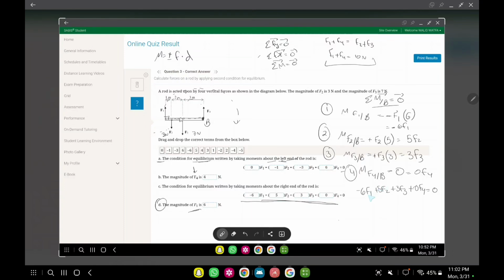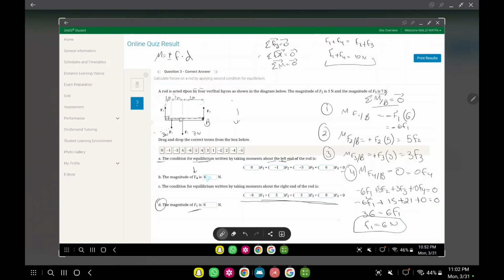Substitute what we know. Assume you don't know what F1 is. We're trying to find it. So you're going to get minus 6 F1 plus, we know F2 is how much? 3, right? So 5 times 3, 15, plus 3 F3, we know F3 is 7, so it's going to be 21, plus this is 0. You're going to get 36 is equal to 6 F1, so F1 is equal to 6 newtons.